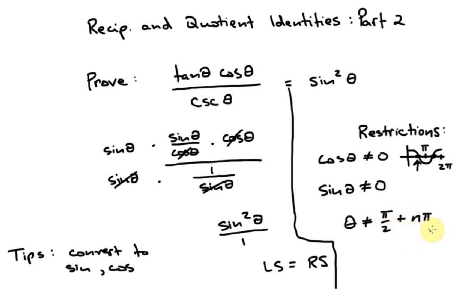So those are the no-no zones. Okay, pi by 2 plus any multiples of pi. I'm going to be hitting zeros along this graph here, and that's not allowed.